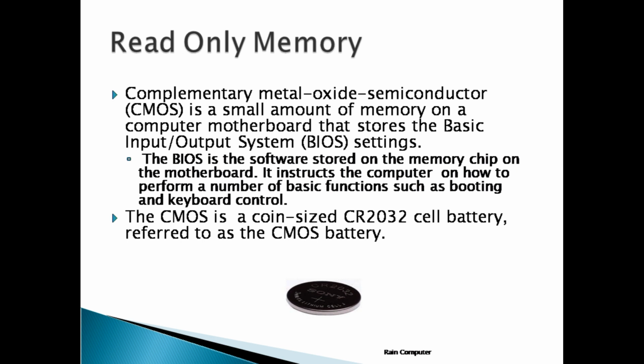The CMOS is powered by a coin-shaped CR2032 cell battery referred to as the CMOS battery. In CR2032, we can identify from the letter C that a lithium battery is used, and R denotes that it is a round-shaped battery. So in general, we can say that lithium coin cell batteries are used.